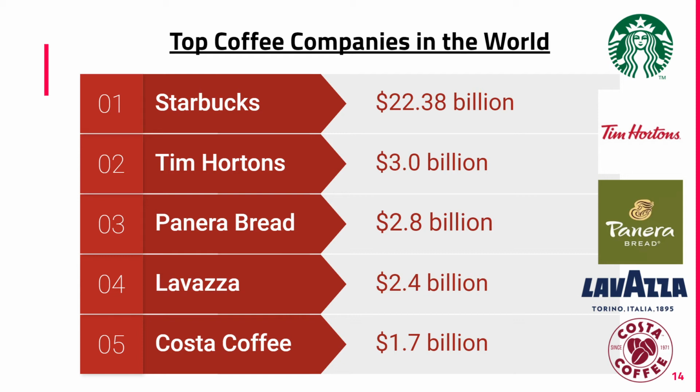At fourth place, we have Lavazza at $2.4 billion. This is the oldest of the 5 companies, founded in Italy in 1895, and the company has a fleet of coffee shops and stores that sell coffee beans in 90 countries. The brand is championed as Italy's favorite coffee. And at fifth place, we have Costa Coffee at $1.7 billion. This is the UK's version of Starbucks, with 2,200 stores throughout the United Kingdom, with a further 1,280 stores overseas.